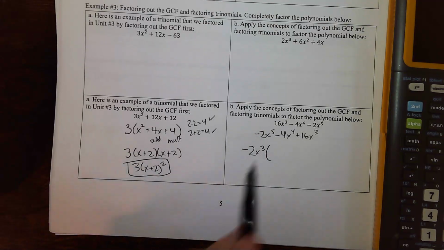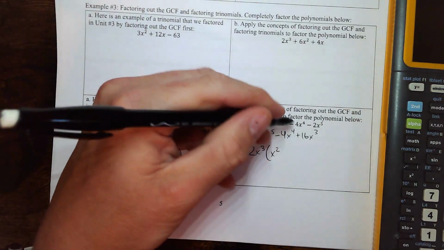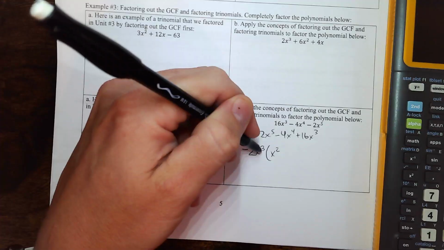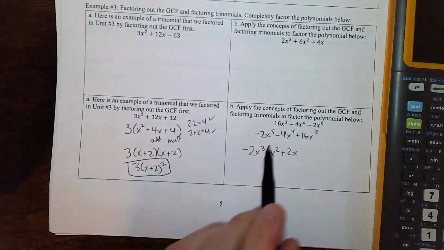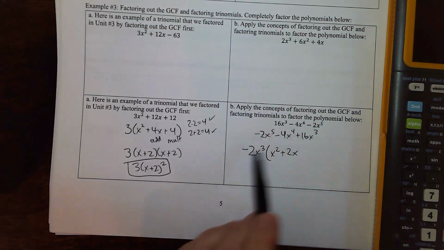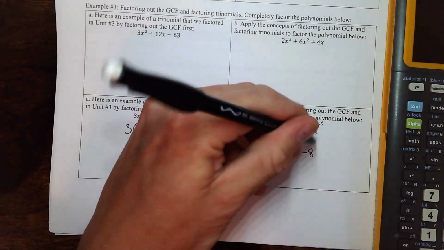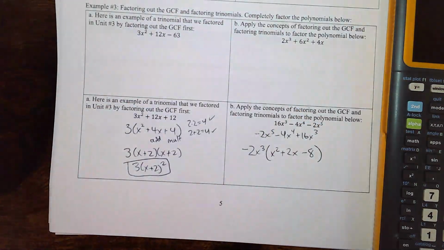-2 divided by -2 is 1. I had 5 x's, took 3 out, so 2 are left. I had 4 x's, took 3 out, so 1 is left. -4 divided by -2 is 2. 16 divided by -2 is -8. I had 3 x's, took 3 out.